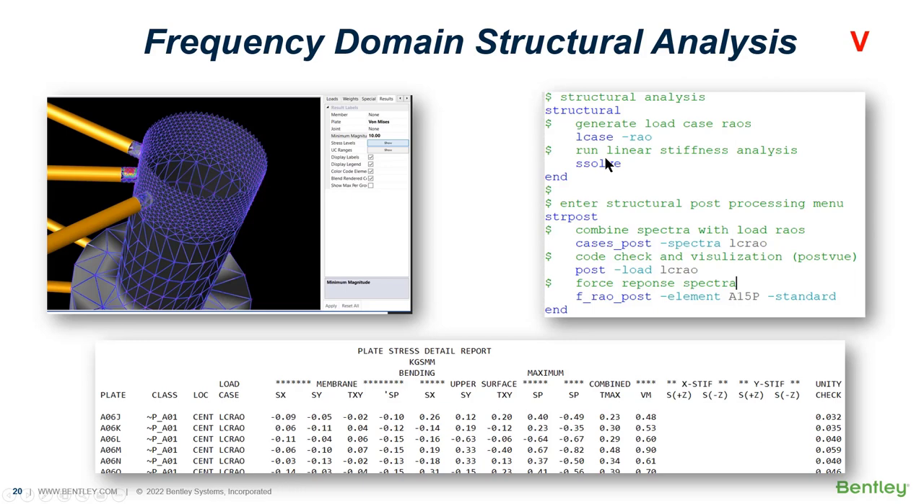In the structural post-processing menu, we can combine the internal force RAOs with wave spectra to get final stresses to be checked against the code requirement, such as API or Euro, something like that. Here is a sample report. OSS structural post-processor can check the plate UC ratio also. For your reference, OSS has a very advanced structural analysis solver specialized for floating structures. So if you want more information, here's a video I prepared.